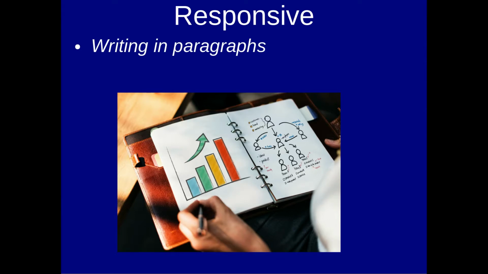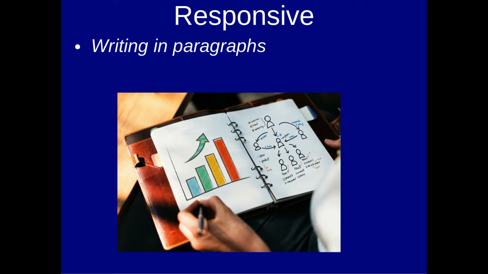Now, the next level, the second to highest level, is what we call responsive. This is where the student goes from writing isolated sentences, which is what we found at the imitative and the intensive level, to now writing in paragraphs. So this is where the student is really beginning to mature as a writer, the ESL student or even a child.